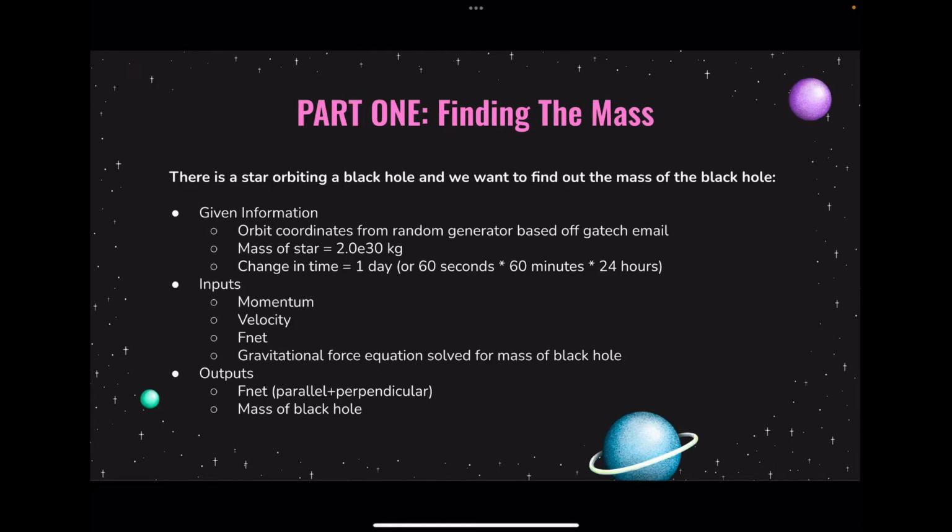So first we have part 1, finding the mass. A star is orbiting a black hole, and we want to find out this mass. We have some given information: the orbital coordinates, the mass of the star, and the change in time. Then we're going to input momentum, velocity, and F net into the gravitational force equation. You'll see in the code next, and this will output the net force and the mass of the black hole.